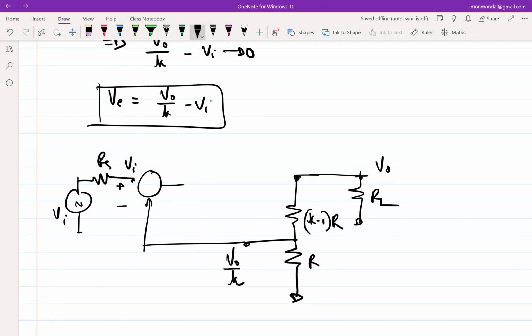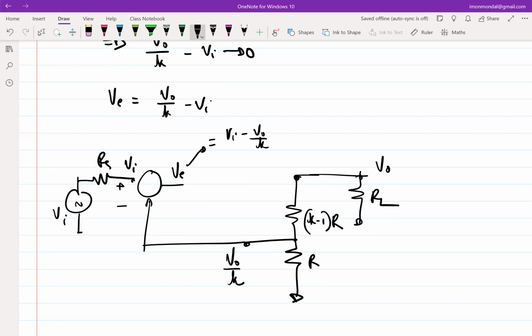See, in the absence of anything, I can as well say VE is equal to VI minus V naught by K. If I drive that to 0, that is also fine. Right. So at this stage, we will not make any distinction between whether the error voltage is V naught over K minus VI or VI minus V naught over K, because we don't know enough. So once we set it up, then we'll see. So let's say this is VE. In this case, VE is equal to VI minus V naught over K. So we have this.